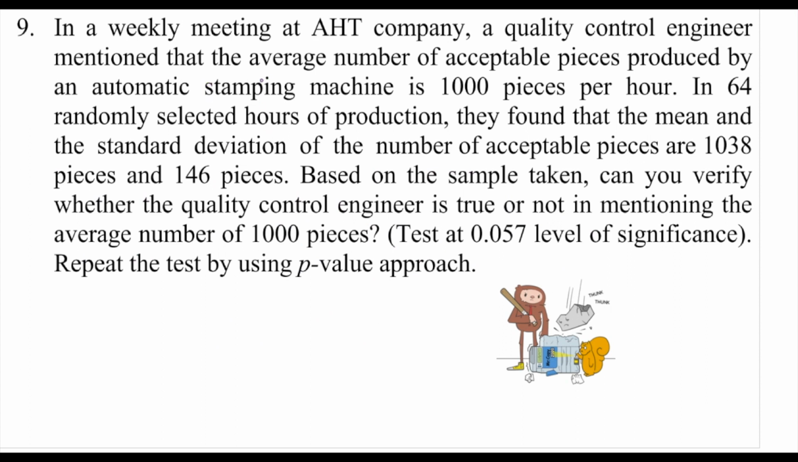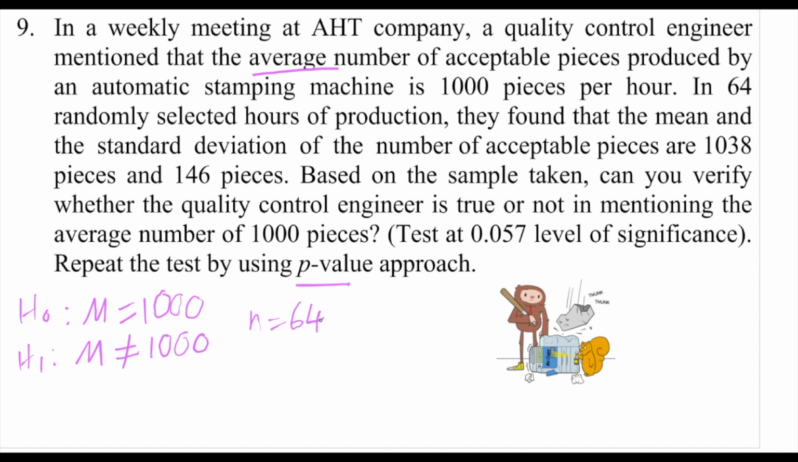The clue for question number 9 would be the word average here. So the null and alternative would be testing the mu. The average that is acceptable would be 1000 pieces per hour. Based on the sample taken, can you verify whether the quality control engineer is true in mentioning the average? Okay, so if it's false, then mu is not equals to 1000. We are going to use the p-value method, right? Okay, sample size is 64, so we are definitely using the normal distribution.